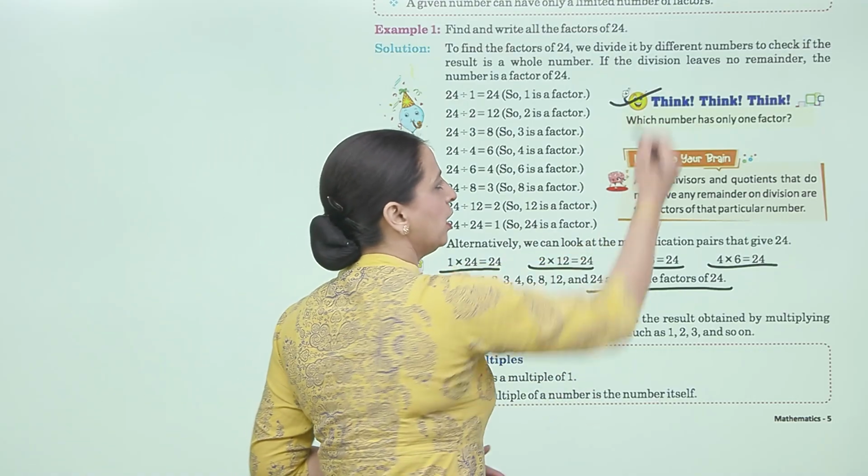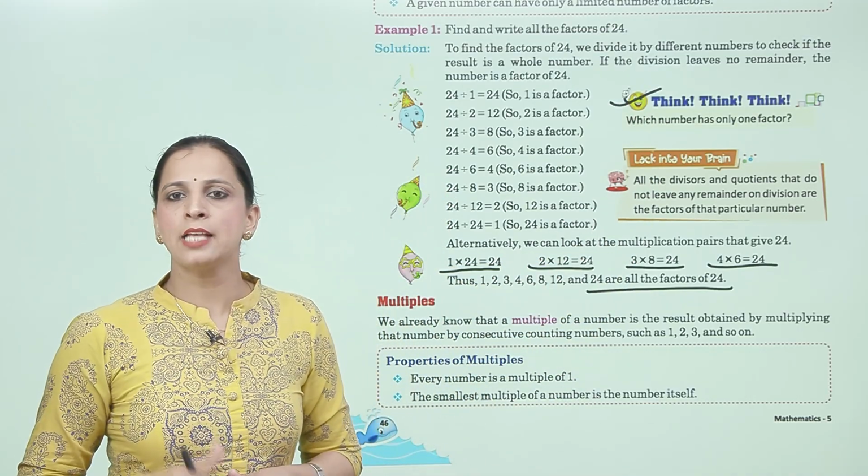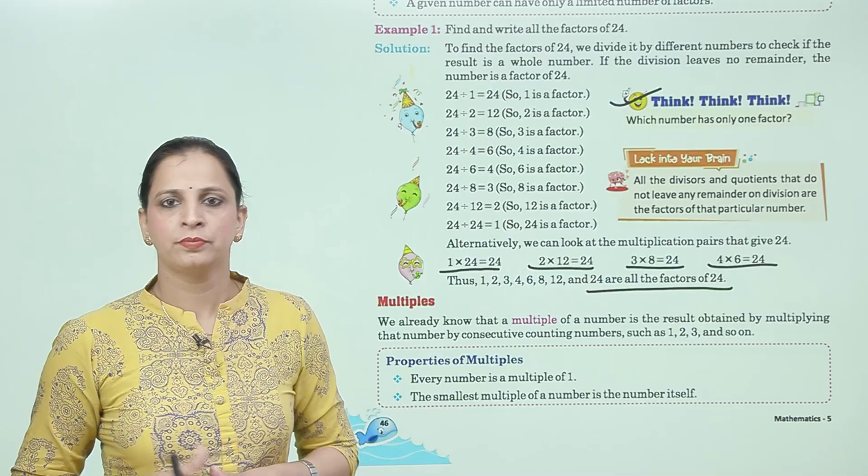Now, think. Which number has only one factor? That is 1.